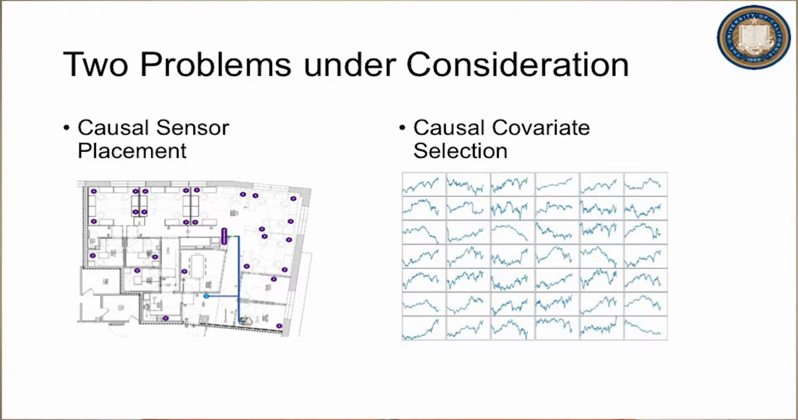This is shown in the left-hand figure. And the second one, we call causal covariate selection, and this is shown in the right-hand subplot. Both of these two problems encompass many real-world applications, including computer science, biology, and social science.